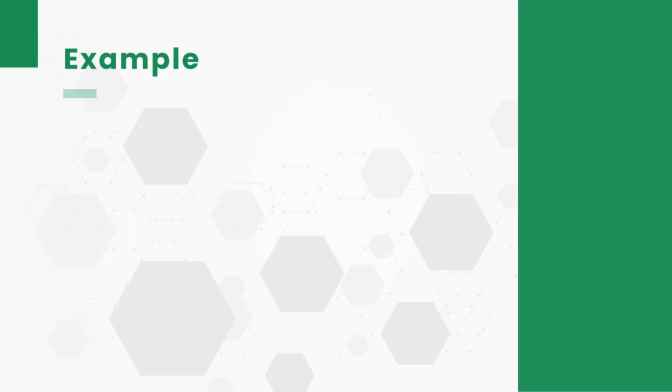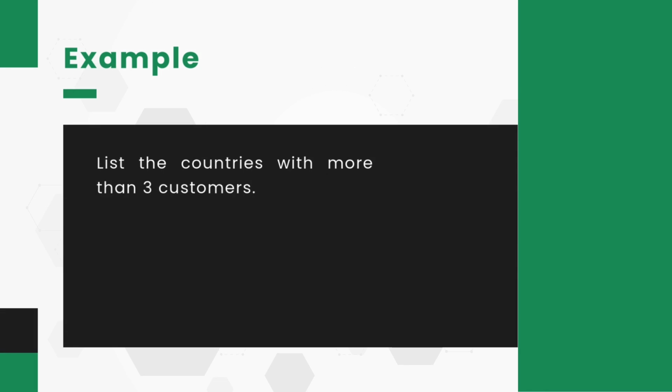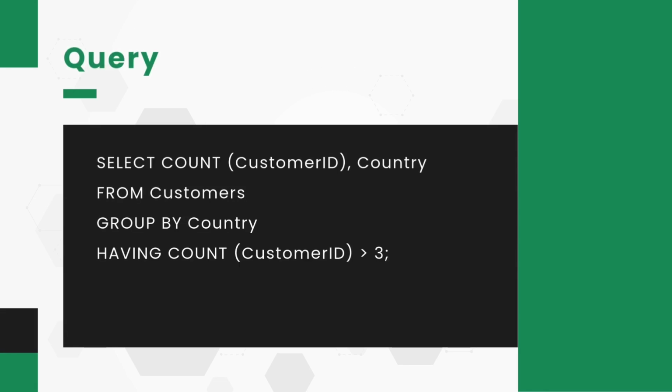Let's try it. Example, we're going to list the countries with more than 3 customers. Here's the query. Select count, open parenthesis, customer ID, close parenthesis, comma, space, country. From customers, group by country, having count, open parenthesis, customer ID, close parenthesis, space, the greater than symbol, space, number 3, and then the semicolon.